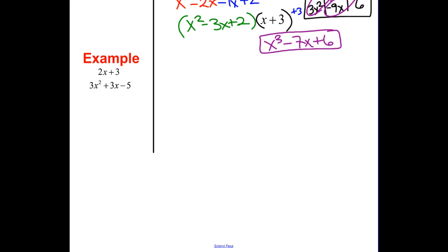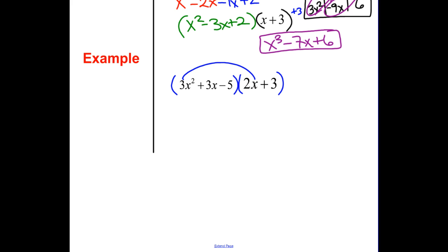So first thing I'm going to do is I'm going to bring out each piece. Put those bad boys in parentheses, and I'm going to do this one first. Doesn't really matter. You should get the same thing if you do it correctly.